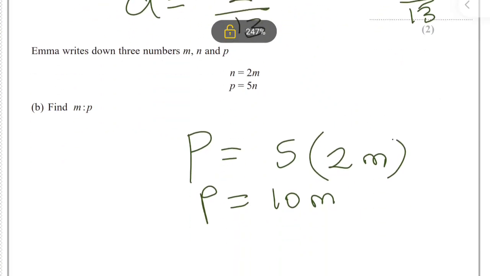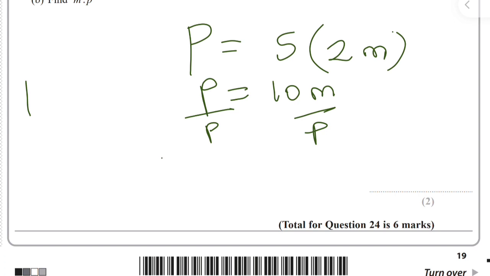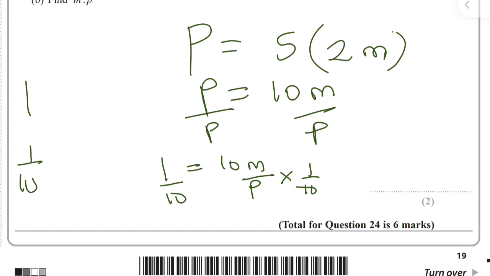So for M to P, we divide both sides by P. That will give us 1 equals 10M over P. Then multiply both sides by 1 over 10. So that will give us 1 over 10 equals M over P. So that means M to P equals 1 to 10. So the answer is 1 to 10.